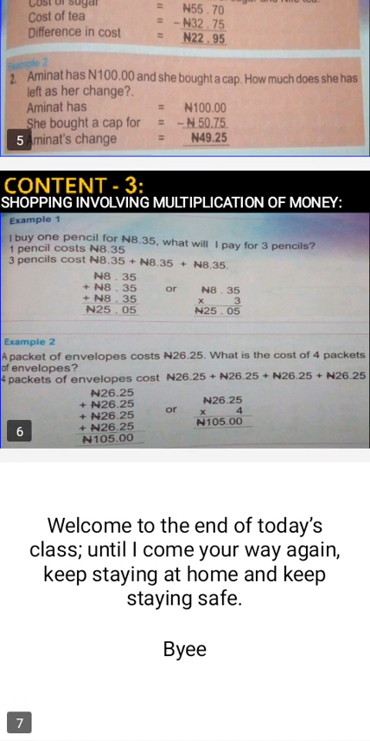For example 2 now, a packet of envelopes costs 26 naira 25 kobo. So what is the cost of 4 packets of envelopes? The same way we have done in the first one, you can decide to add one after the other, or you multiply the price of 1 by 4. If you look at it, the same thing has been done. So if you do your multiplication properly, you get the answer. So the answer for the 4 items is 105 naira.